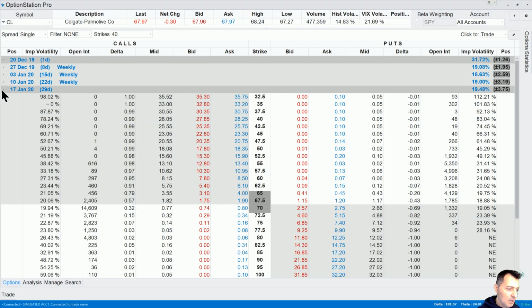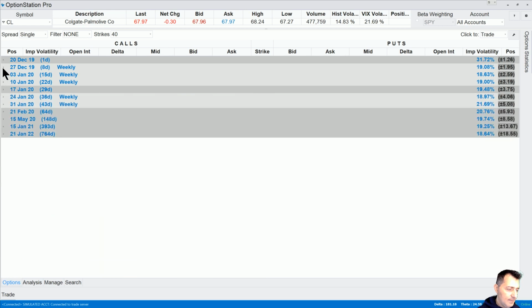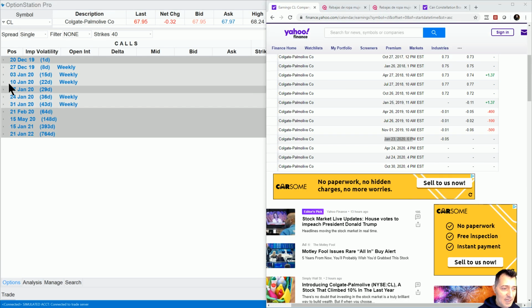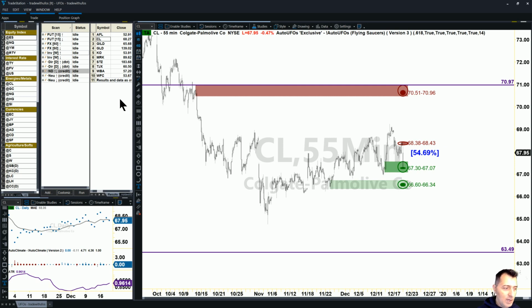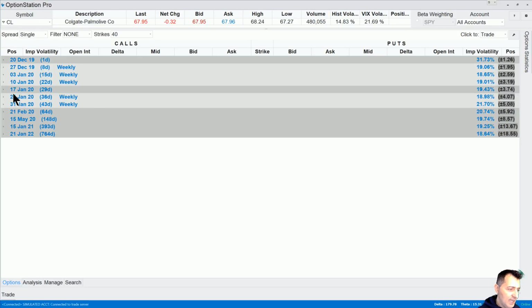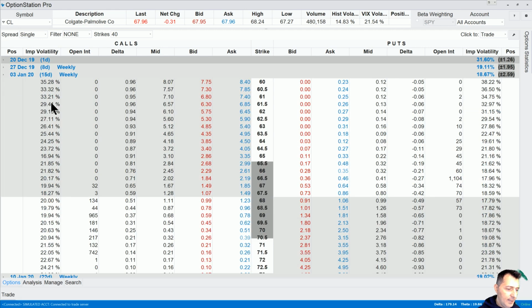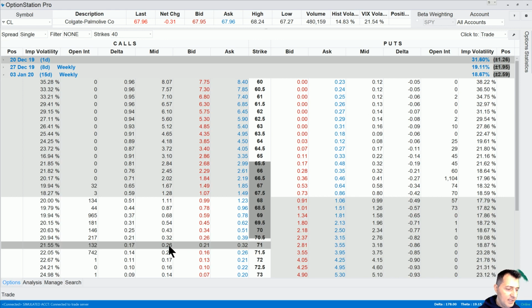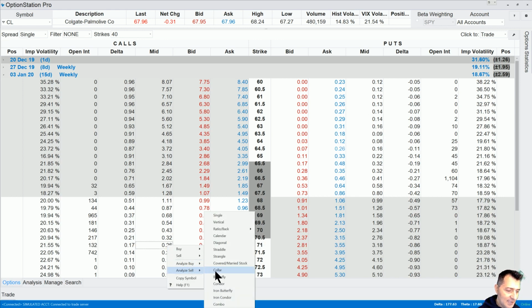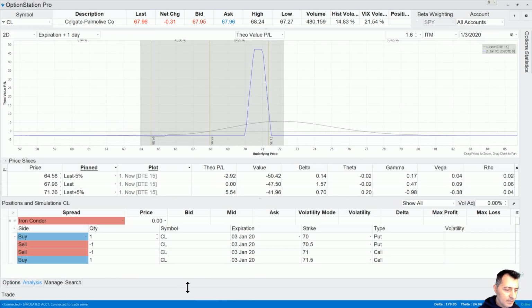Okay, I'm going to start with, well, I know I'm going to be selling the 71s. So I'm going to go for the expiration date, which is the shortest that pays me enough for the 71. That one pays me 12. Okay, that's not enough. Okay, so if I do January 3, the 71 pays me 26. So this may be enough. May be enough. So analyze and sell Iron Condor.